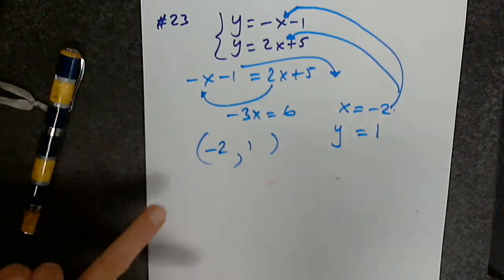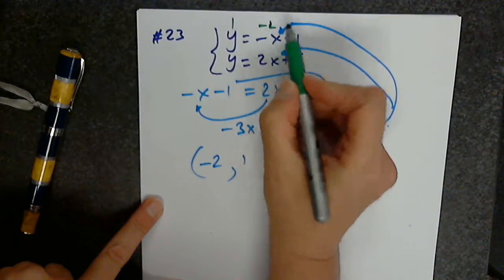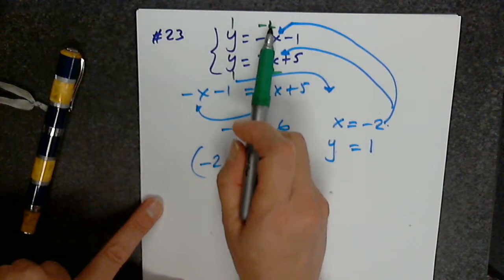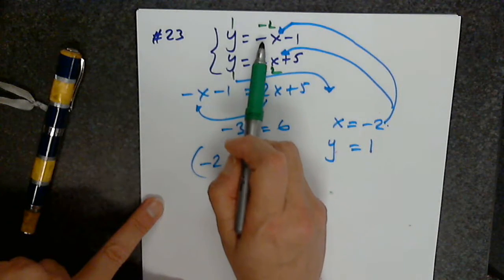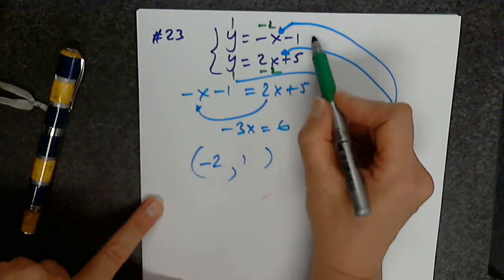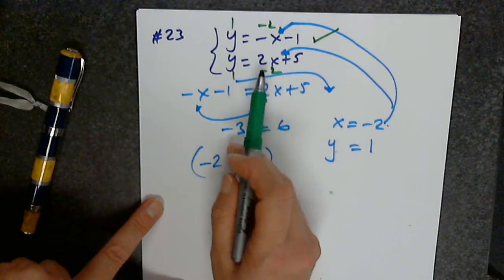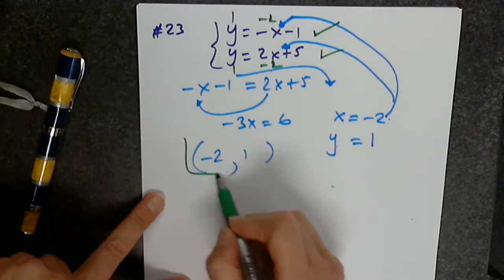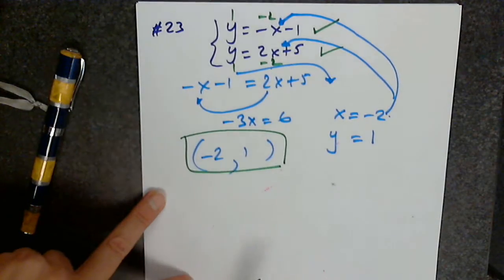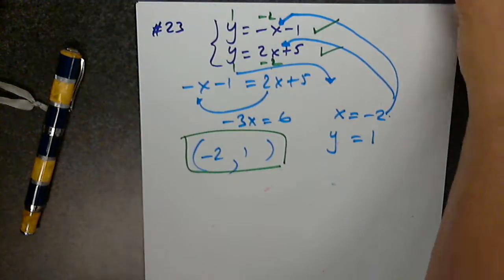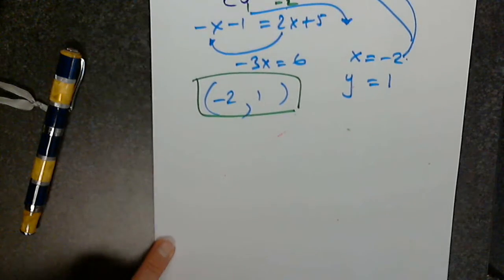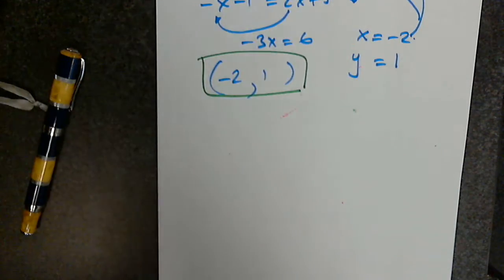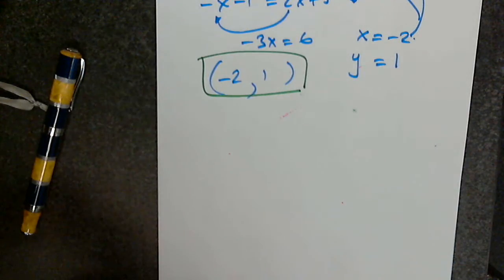I must check. So negative 2, 1. Let's check. Negative 2 with minus in front is 2, minus 1 is 1. Check. 2 times negative 2 is negative 4, plus 5 is 1. Check. No one can find another solution. This is it. Questions? Okay. Now I graph because I already know the solution.